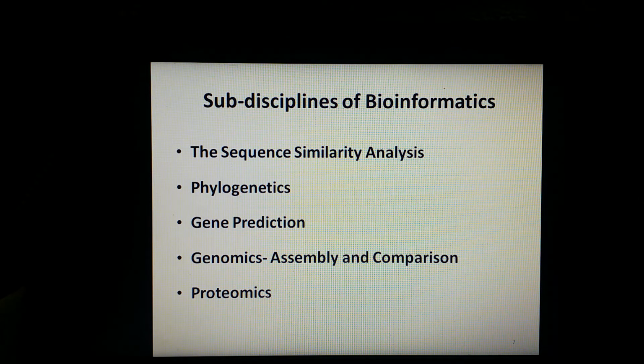The fourth is genomics, that is, assembly and comparison. It is the area of bioinformatics focused on sequencing genomes, and how it is done: it is done by assembling the sequenced DNA contigs into a whole genome and then comparing them to other genomes. So first the genome analysis is done, the sequenced DNA within the genome is identified, and then it is compared with other genomes.